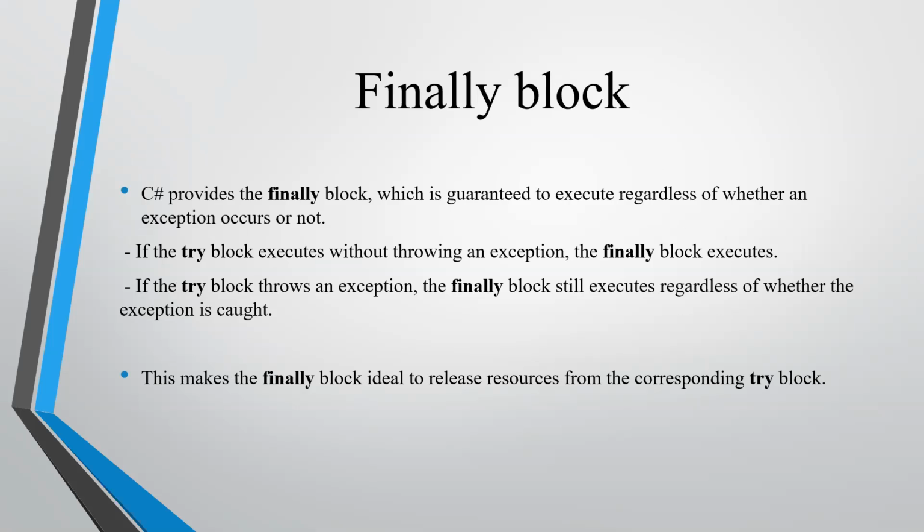Finally comes the finally block. So basically C# provides the finally block, which executes always regardless of whether an exception occurs or not. So if there's a situation where an exception is thrown by the try block, the finally block executes after the catch block. But if the try block has not thrown any exception, the catch block will not execute, but the finally block will still execute.